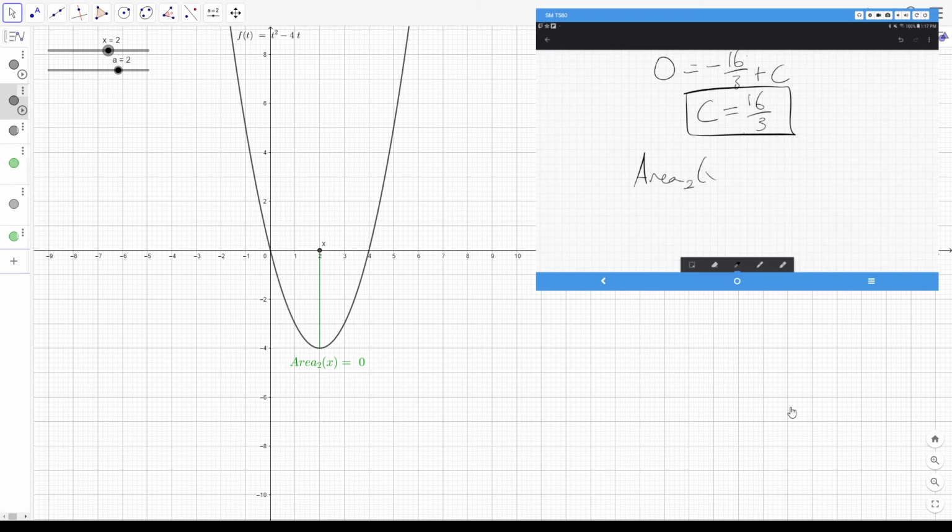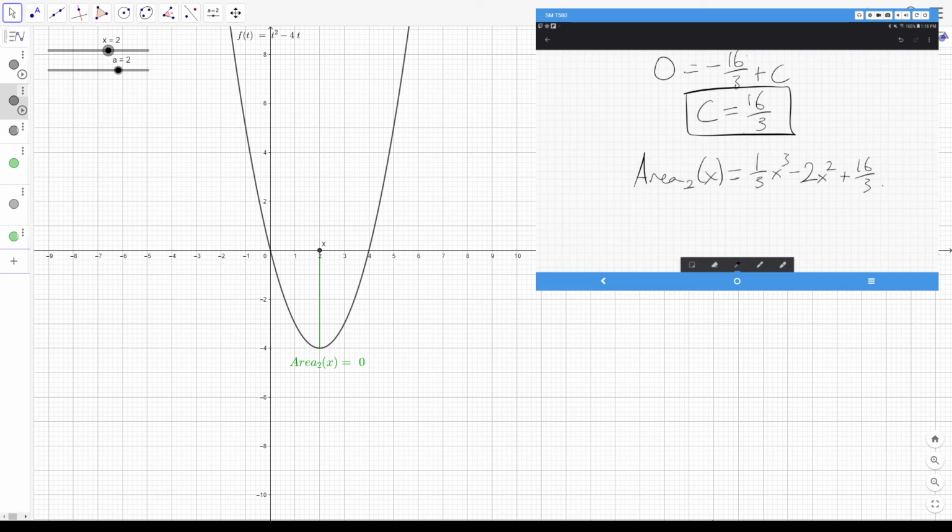Area sub 2 of x is 1/3 x cubed minus 2x squared plus 16 thirds. That's what my area function was. We determined what that constant c was based on knowing what the value of this area function should be at one particular value. So knowing what the value of the area function is at x is equal to 2 tells us what that constant c must be. We simply can solve for it as we did above. Right? So now we've determined what that area function is exactly.